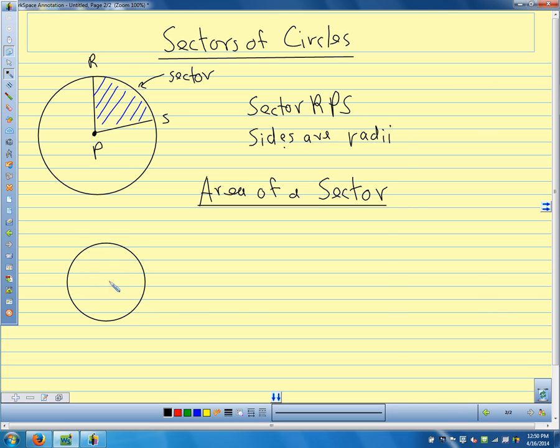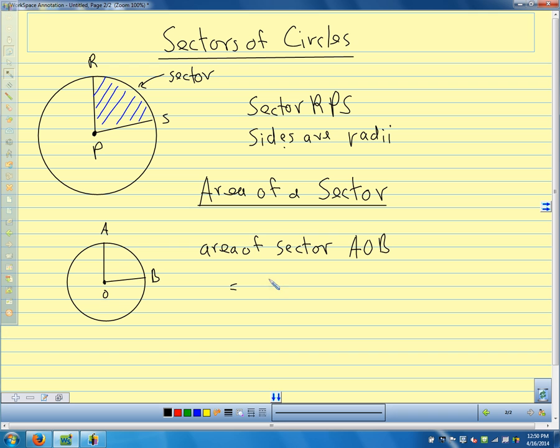So I'm going to call the center of the circle O, and we'll talk about our points. We'll call our points on the circle A and B. So here is A and B. So our area of sector AOB is the measure of arc AB, the angle measure, divided by 360 degrees.